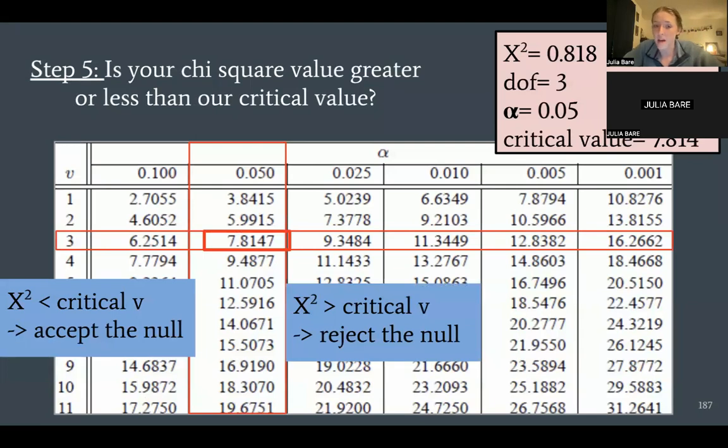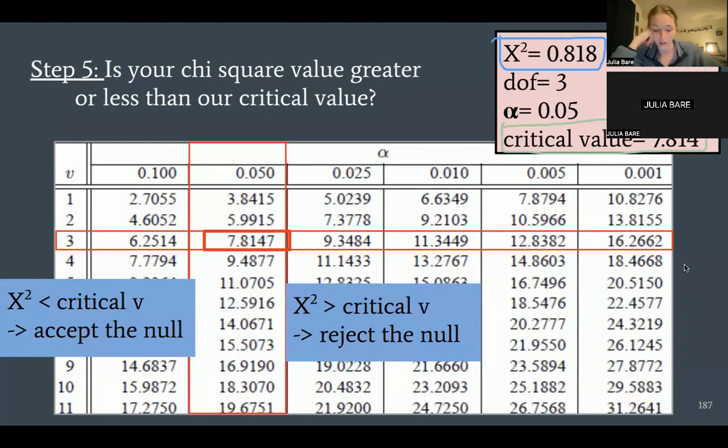Now, this is step 5, and this is where students tend to get stuck or forget how to do this step, okay? Now you need to determine, is your chi-squared value greater or less than the critical value, right? So this is our chi-squared value that I just circled in blue. And in green, I'm going to circle our critical value. So we're trying to determine, is our chi-squared value greater or less than our critical value? I want you to try to answer that on your own.